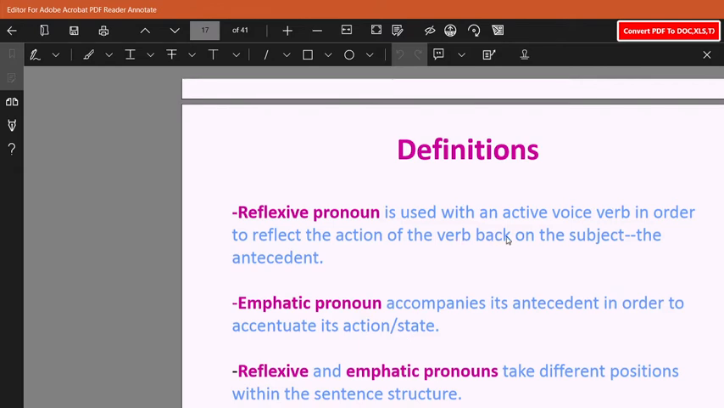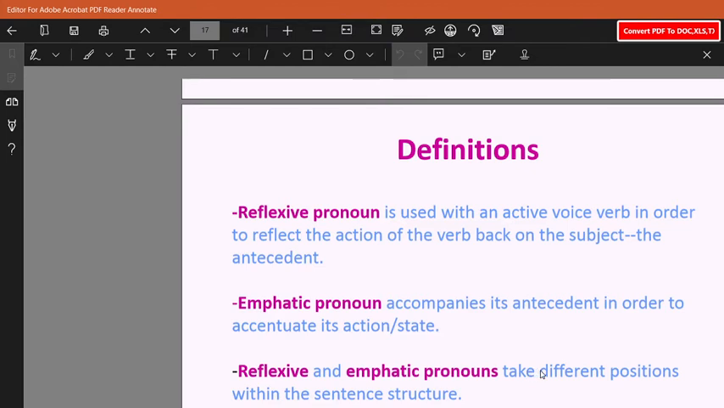So remember one thing. In the case of a reflexive pronoun, the antecedent and the reflexive pronoun are not juxtaposed. They are not sitting side by side. Whereas an emphasizing or emphatic pronoun accompanies its antecedent, which means the antecedent and the emphatic pronoun sit side by side; they are juxtaposed. Why are they juxtaposed? In order to emphasize, to give importance. That is what is written here: accentuate, to give more importance to the action.